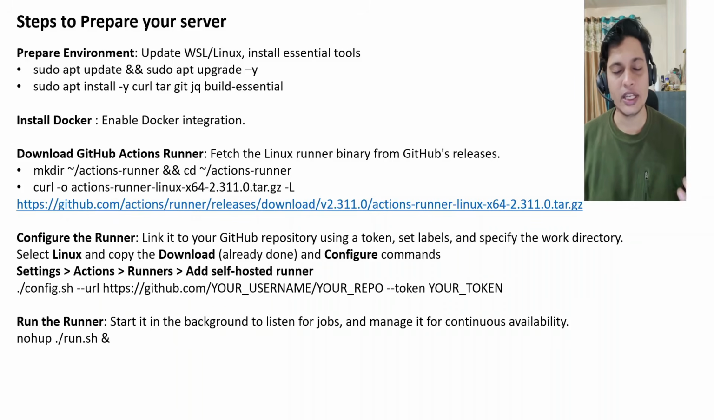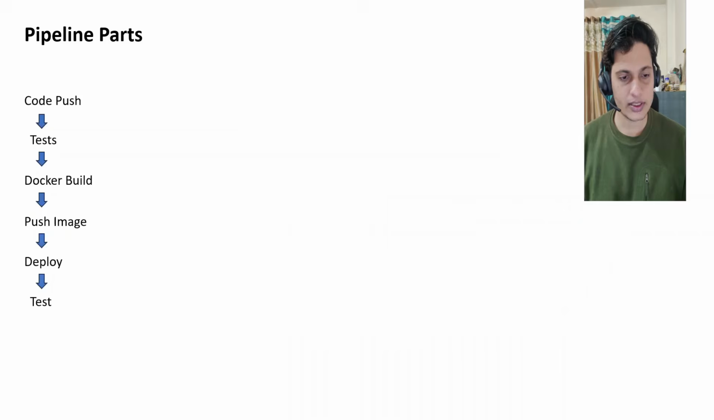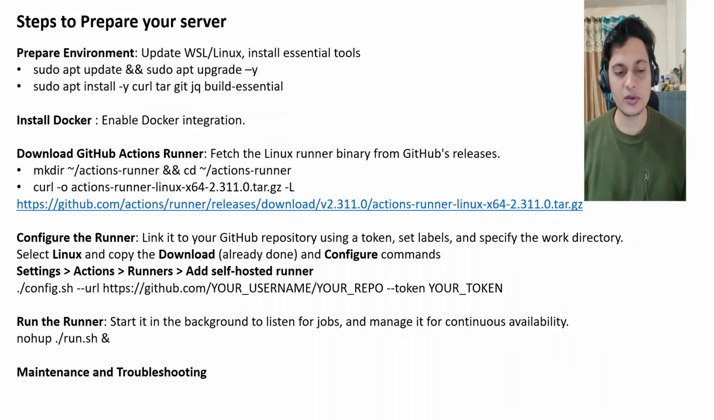All we need to do is prepare our machine. We need to make sure that Docker is running. Then we need to download the GitHub Action Runner. We need to configure it and just simply run it. So it is the process which we need to follow to make our machine workable. Okay, so let's see. First we will do these things, then we will go for the second part.